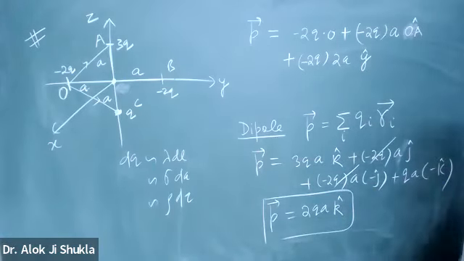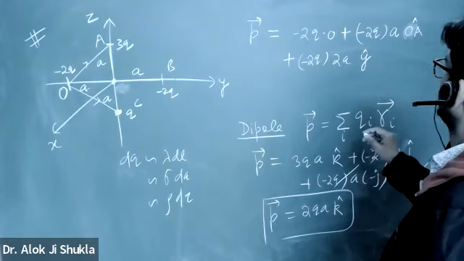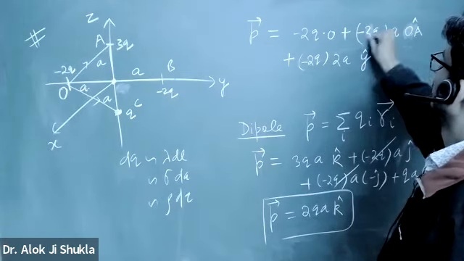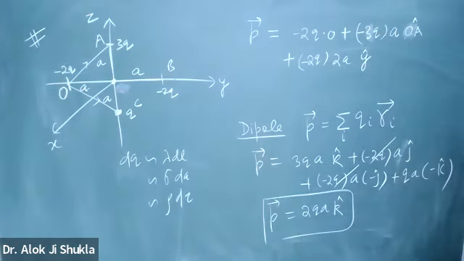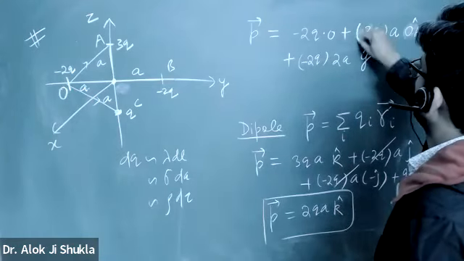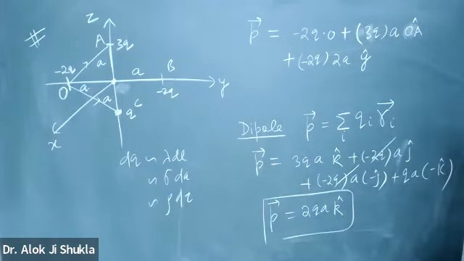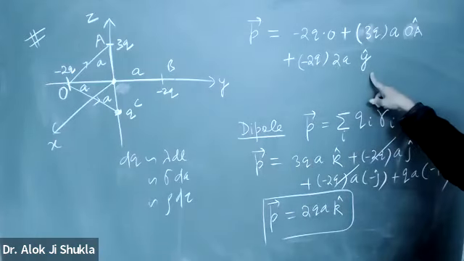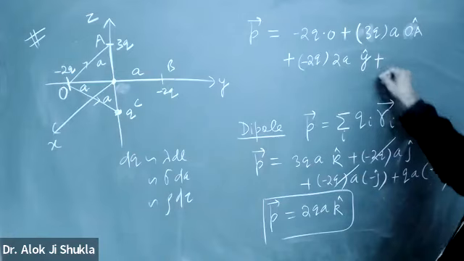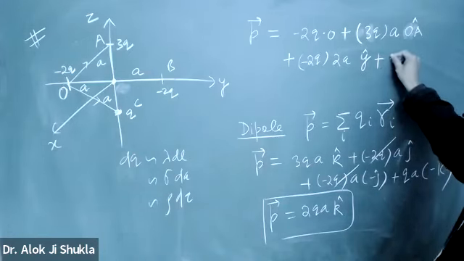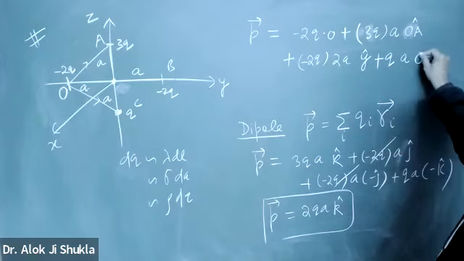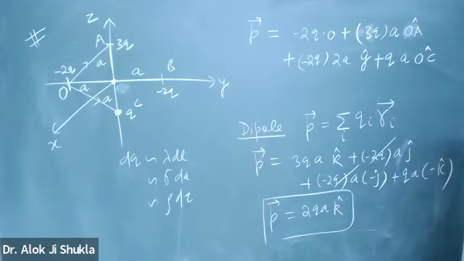Sir, why will it be in A cap? In OA cap there will be 3Q. Yes, the charge is 3Q. The sign will also be plus, I think. Yes, the sign is also plus. Okay, and plus this is minus 2Q and the distance is 2A Y cap. And plus Q into A into OC cap. This will be the net result which you will get.